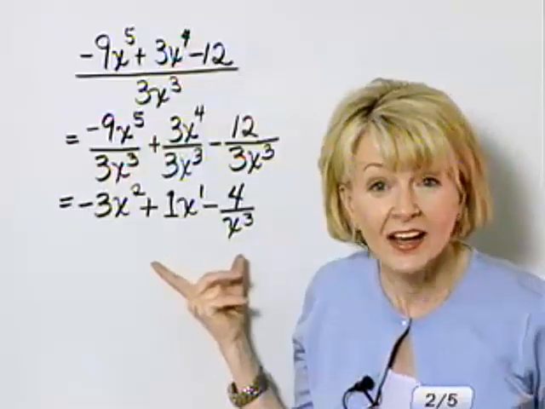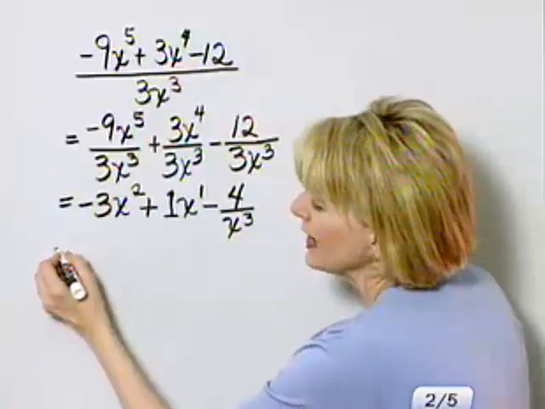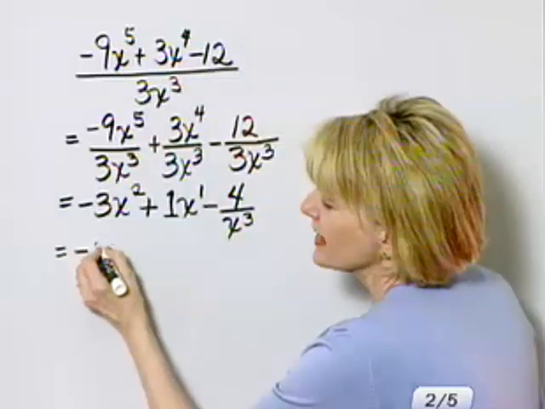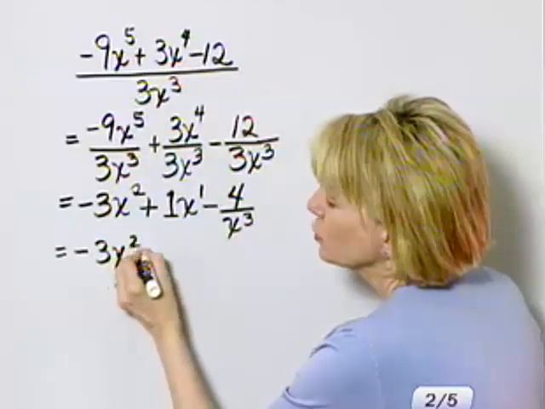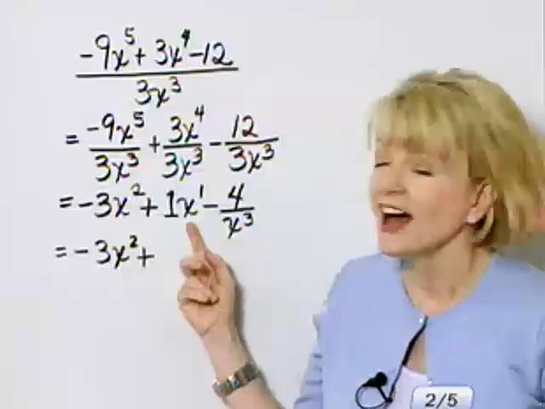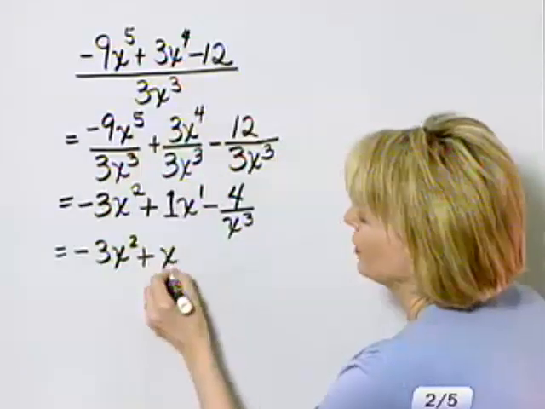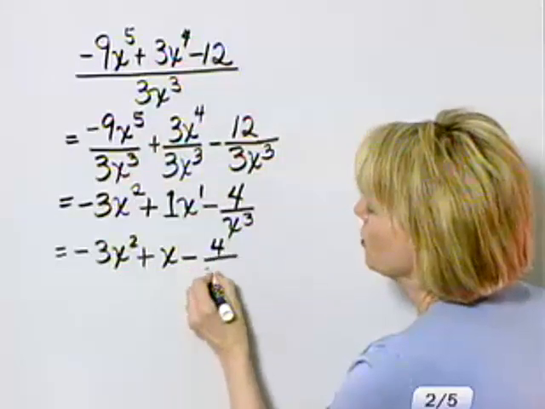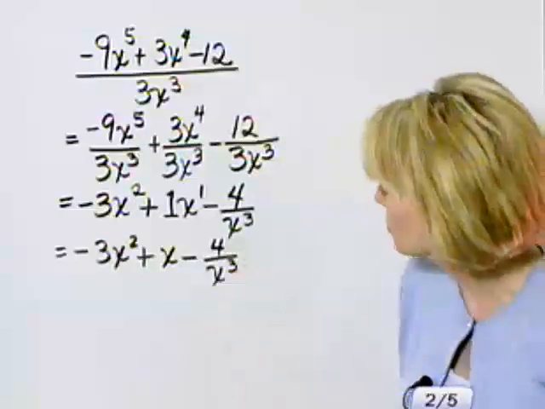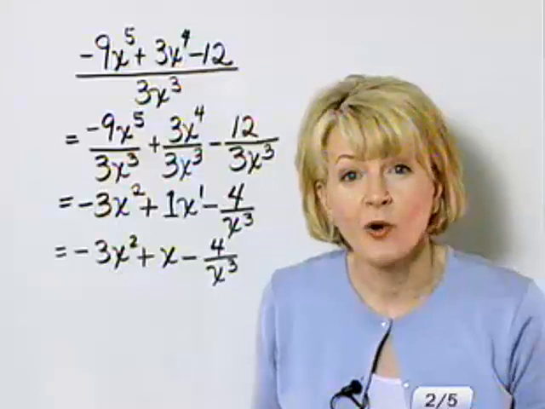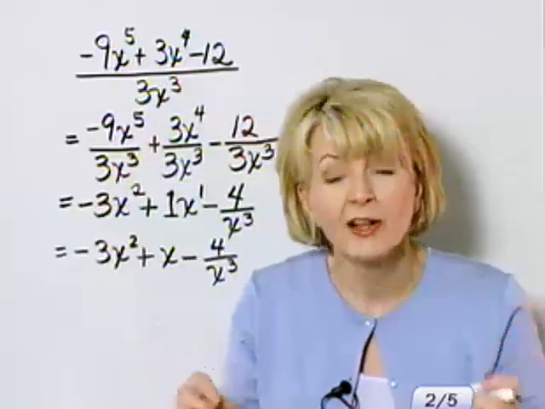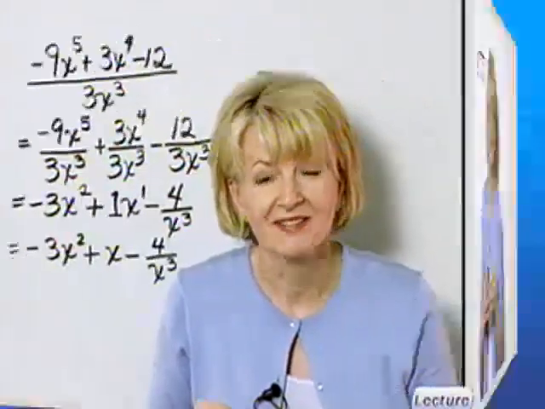This is fine, or if you'd like, you can write this as negative 3x squared plus, I can write that middle term as simply x, minus 4 over x cubed. That is how we divide a polynomial by a monomial.